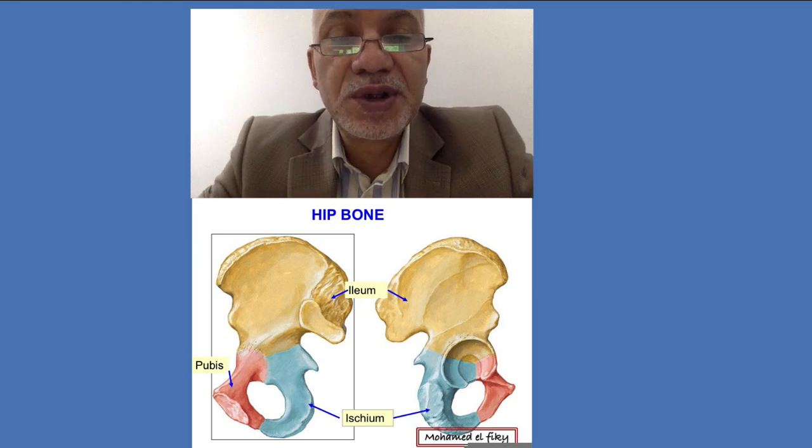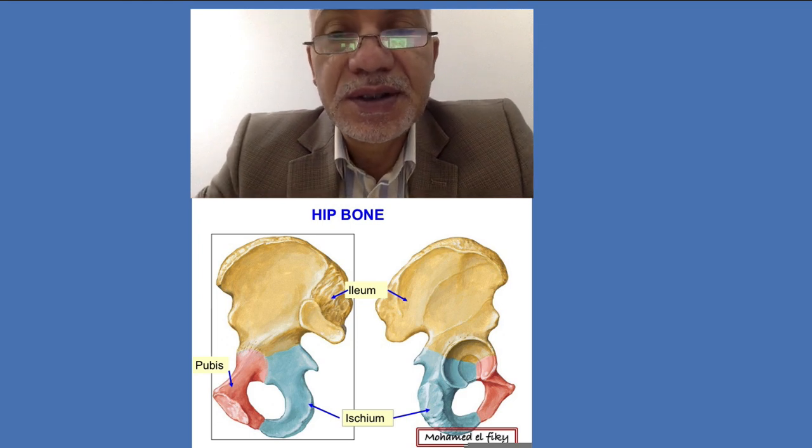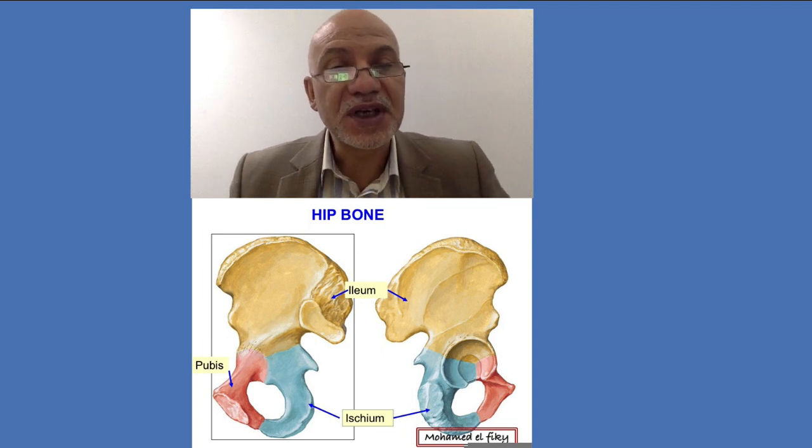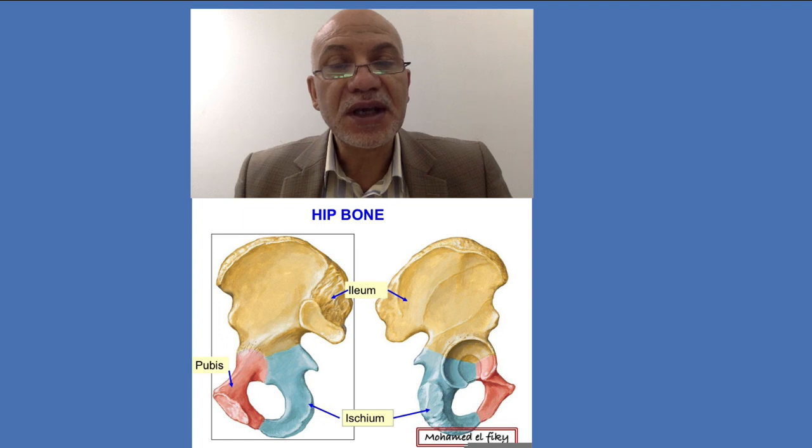This is the hip bone. We just make revision for parts of the hip bone. The hip bone is formed of three parts: ilium in yellow color, pubic bone in red color, and ischium in blue color.